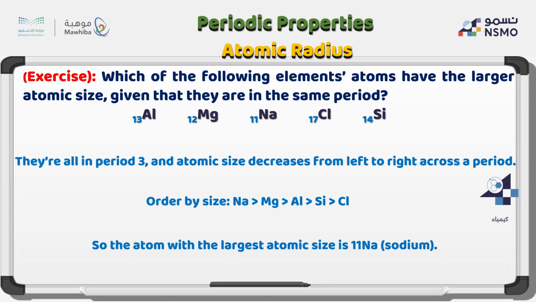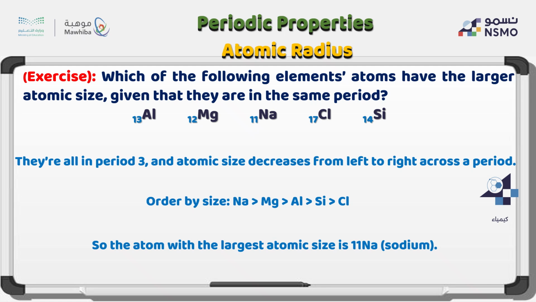We can conclude our study for today. Atomic radius is a fundamental periodic property that helps explain trends in the periodic table. Across a period, atomic size decreases due to increasing effective nuclear charge. Down a group, atomic size increases due to addition of energy levels.